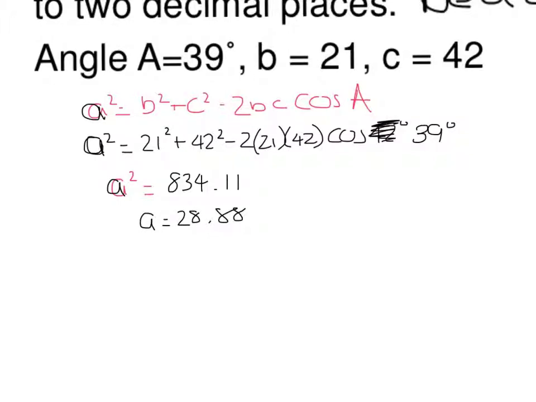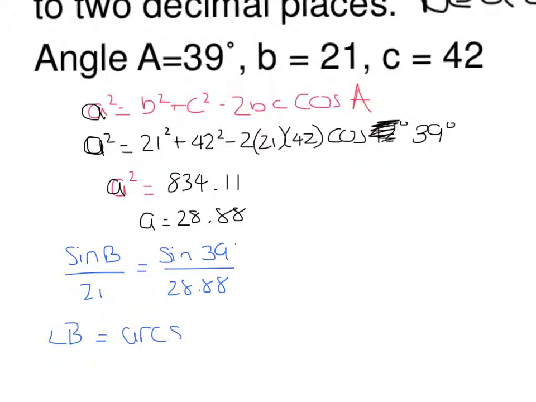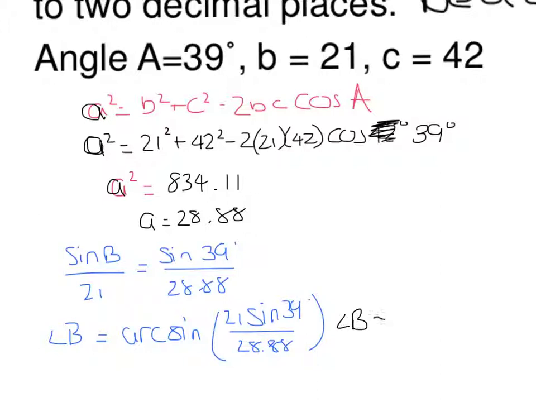And the next thing we want to do, again, we want to use the law of sines to look for one of the missing angles. At this point, it doesn't matter which one we pick. We could pick B or we could pick C. So let's pick B. So let's find sine B over 21 equals sine A, which is 39 degrees, over 28.88. Angle B is equal to arcsine of 21 sine 39 degrees over 28.88. So let's put that in our calculators. Yes, we get angle B is approximately 27 degrees.